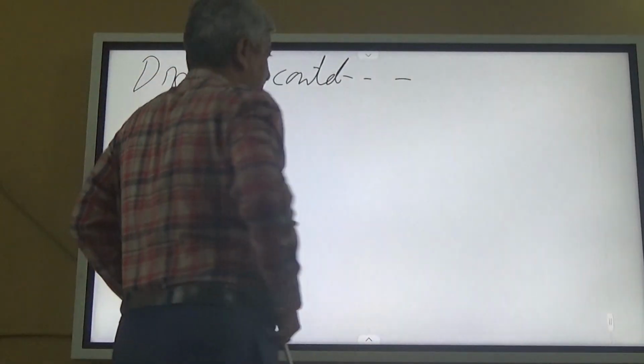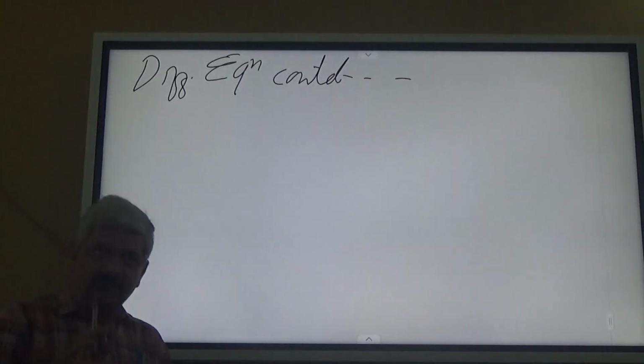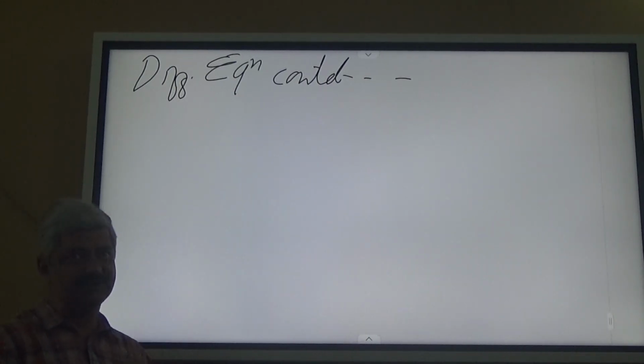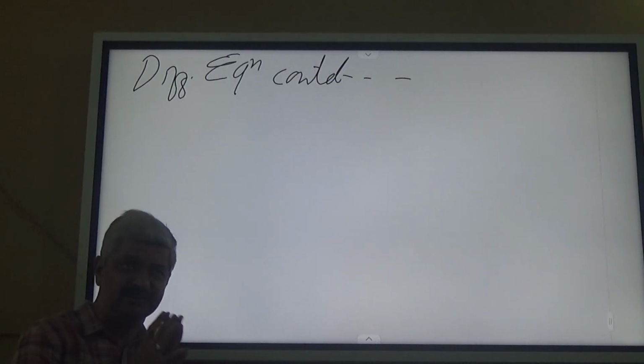So we further continue with the discussion which we were having last time, that we will try to get ourselves well acquainted with construction of differential equation. How to solve it will be taken care of at a later point of time.